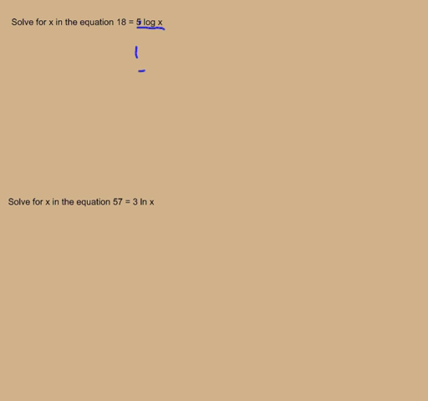And I'm getting 3 decimal 6. So 3.6 equals log x. Okay, then the next thing is we're going to solve for x. So look on your calculator. We're going to be moving this log to the other side.